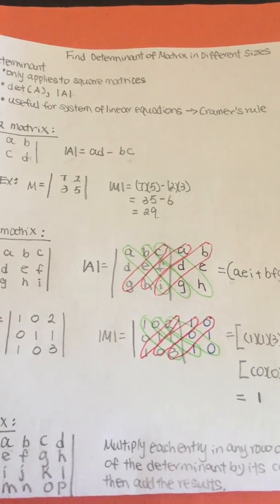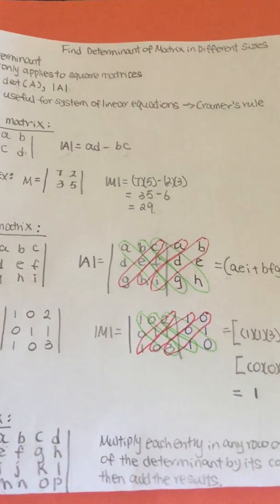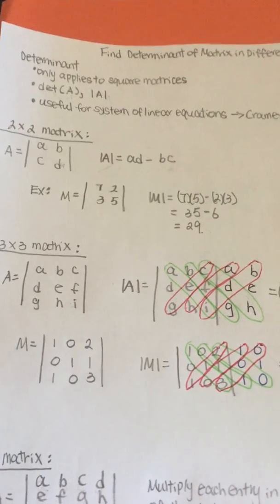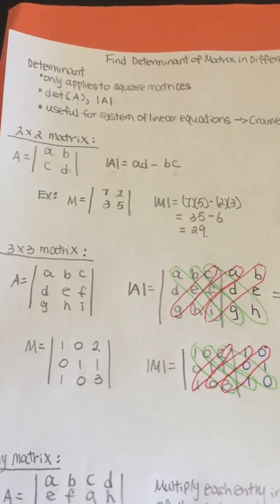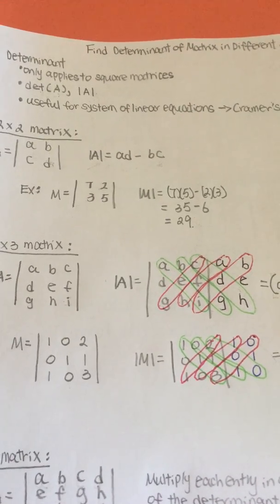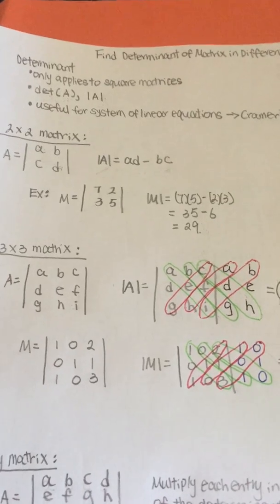In this video, I'm going to show how to find the determinant of a matrix in different sizes. A few things to know about the determinant is that it only applies to square matrices, and therefore if you have a 3x4 matrix, you cannot find its determinant.